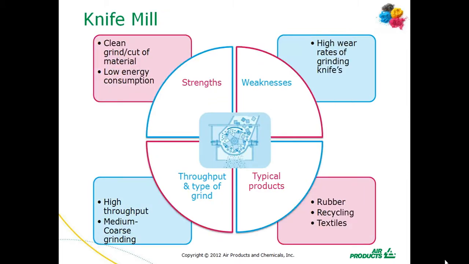Knife mills can provide a very clean grind or cut of material whilst using a relatively low power consumption. A knife mill normally consists of fixed or rotating knives which provide the grinding and cutting action. They often provide fairly high throughputs but at a coarse particle size. By the nature of their design, knife mills can have high wear rates of the grinding tools and commonly are used for grinding rubbers, textiles and recycling applications.